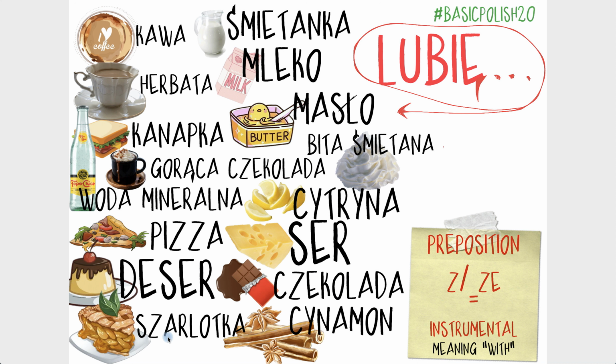And the last but not least, an apple pie. Szarlotka with cinnamon. Cinnamon, right? So c like cytryna, unvoiced. S cynnamonem, right? So z becomes unvoiced s. Z cynnamonem. So let's go once again through the whole list of words that we've got here, of delicious things that we've got here in instrumental.